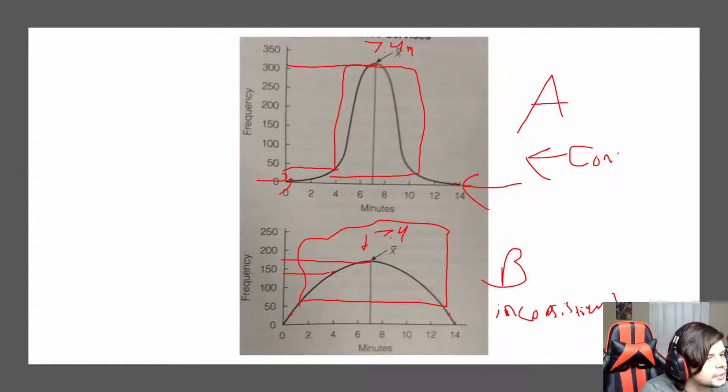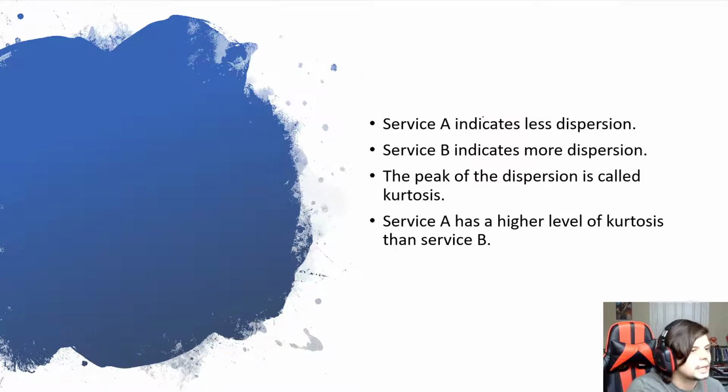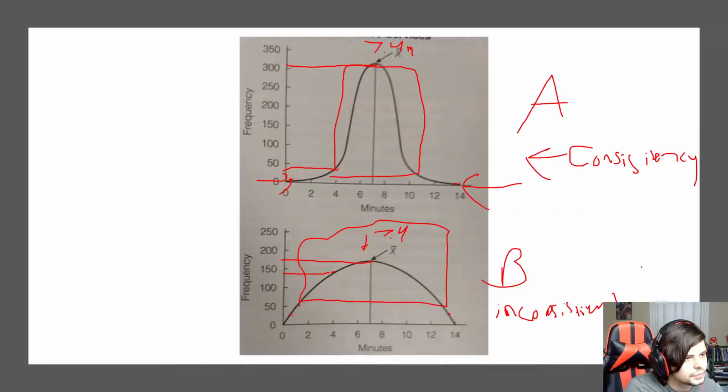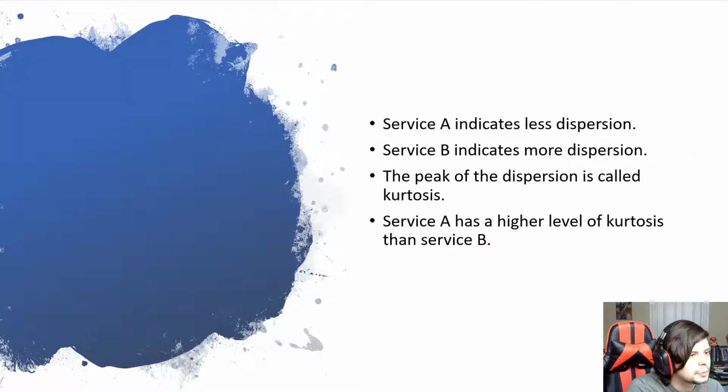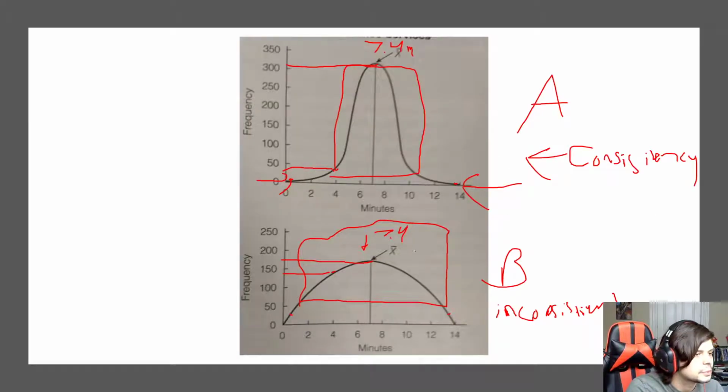So variability measures consistency. Service A indicates less dispersion, so this is less dispersion right here. Service B indicates more dispersion, and dispersion is variability. That's another word for variability.